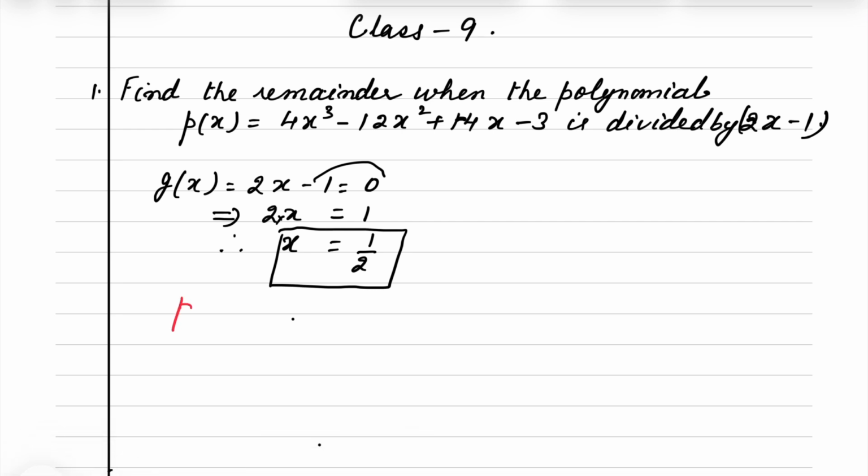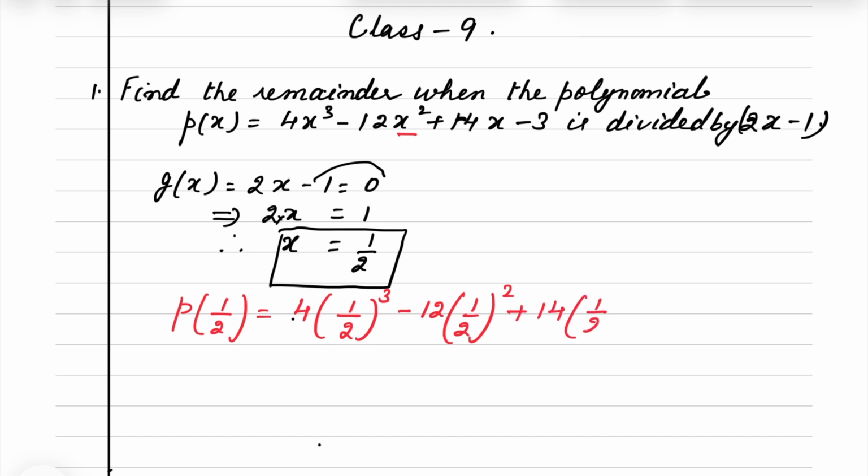So what we do, p(half), wherever x is there, I will put the value half. So 12x square, so 12, and x is (1 by 2) square, plus 14x again, that is half, minus 3. So we are here substituting the value wherever x is there. This step you always do correct, you have to put the value. Now after this we have to simplify.